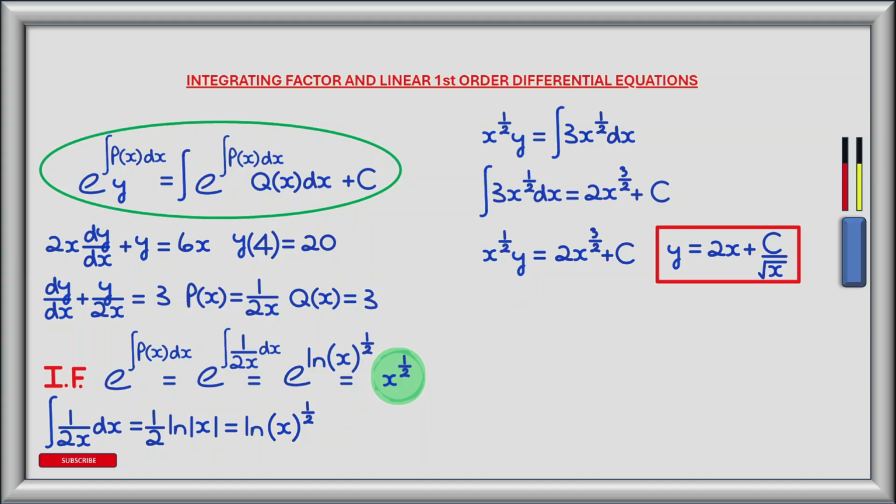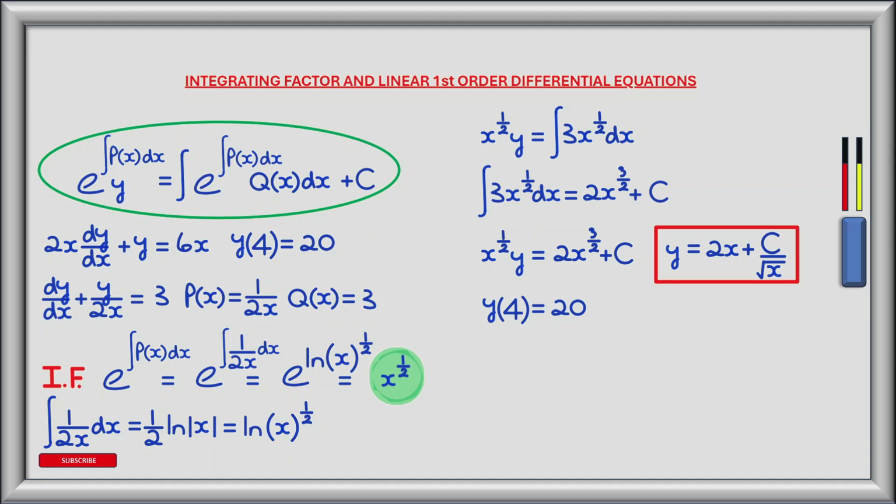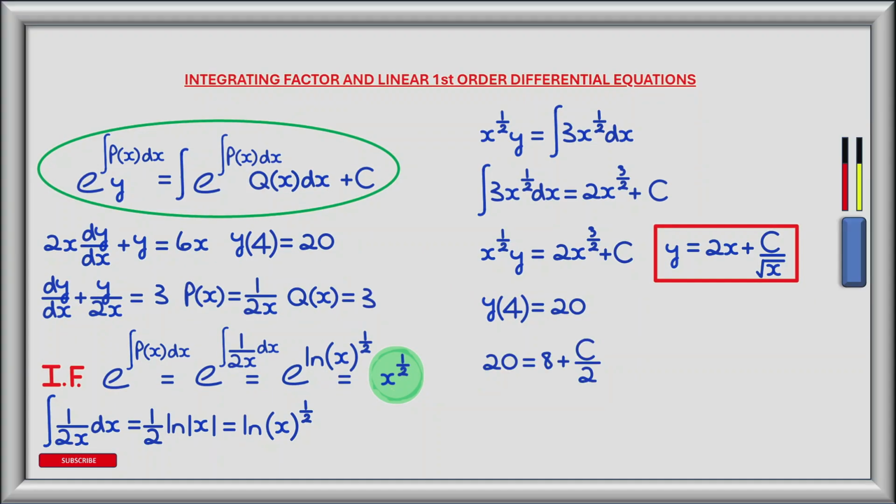And now to find the particular solution, we need to solve for the constant c. To find c, we can use our initial value, where y is equal to 20 when x is equal to 4. And so plugging these values of x and y into the general solution gives 20 equals 8 plus c divided by 2. c is therefore 24. And so the particular solution to this differential equation is y equals 2x plus 24 divided by the square root of x.